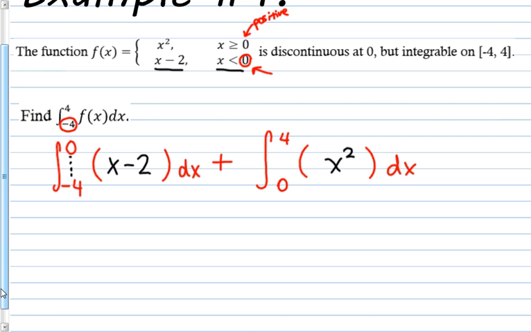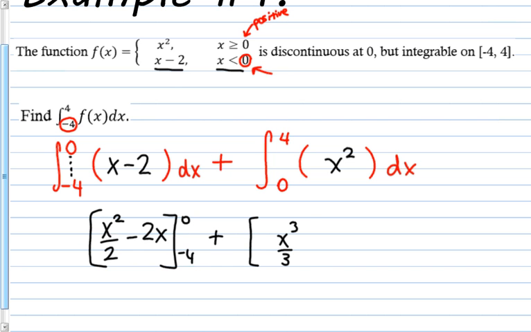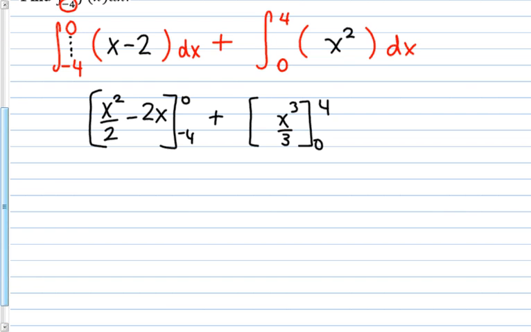So integrate, and I get x squared divided by 2 minus 2x. And you're going to evaluate that from -4 to 0. And then you're going to add that, and the integral of x squared is x cubed divided by 3, and you're going to evaluate that from 0 to 4. Okay, so plug in 0, so we get 0, and then minus, and plug in the -4. -4 squared is 16 divided by 2, so that's 8 minus 2 times -4 is -8, but that becomes a positive, so there we go.